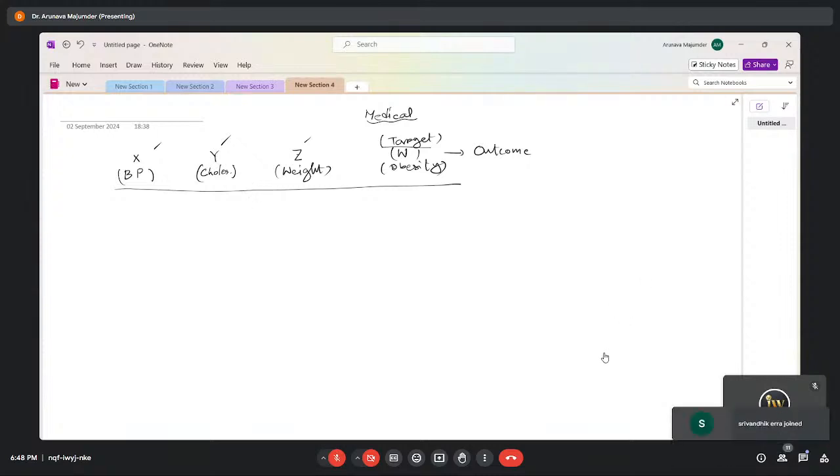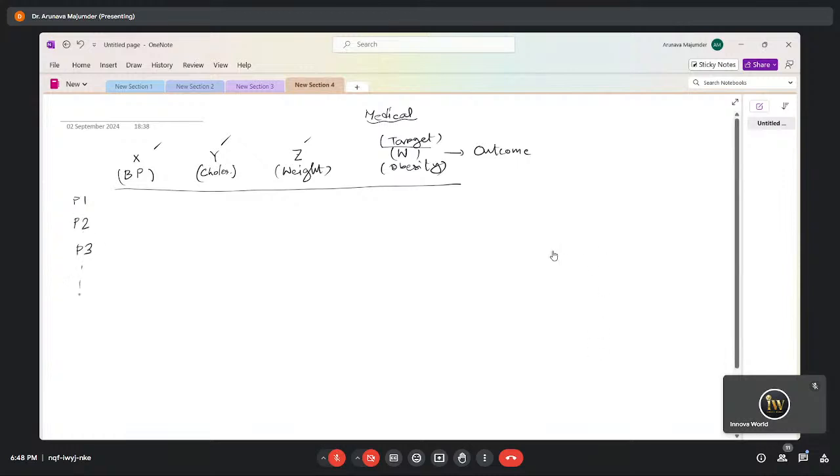Okay, and now we have collected data from different patients. So this is patient 1, patient 2, patient 3, and so on. Let us suppose data for 500 patients are there, and it is BP. Now there are two types of BP, systolic and diastolic. Let us suppose I am counting only the systolic pressure here. It is 80, 70, 90, and so on.